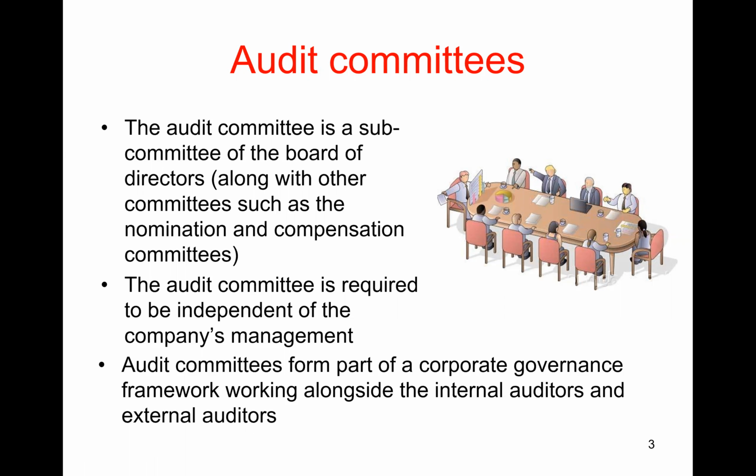In addition to the audit committee, you may have other committees like the nomination committee and the compensation committee. The role of the nomination committee is to nominate the company's directors and senior managers. So for example, if the company is looking for a new CEO, the nomination committee will be responsible for going out and deciding who that CEO is going to be. And you also have a compensation committee, and that's responsible for setting the compensation or the pay of directors and senior managers.